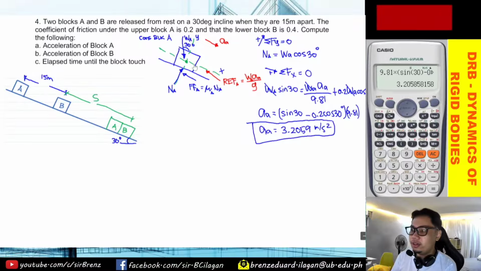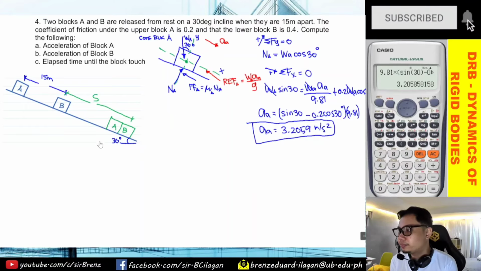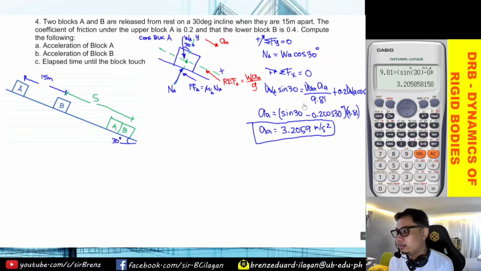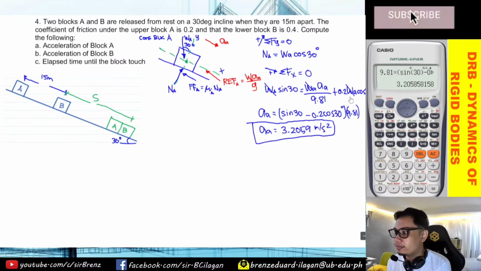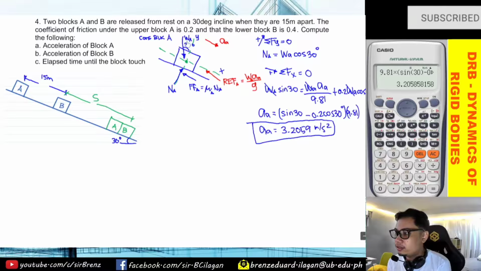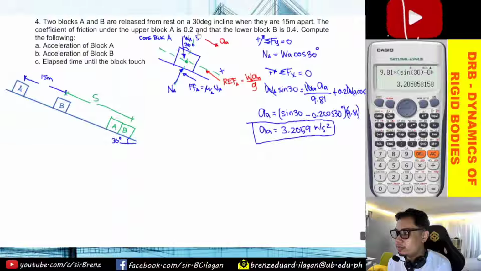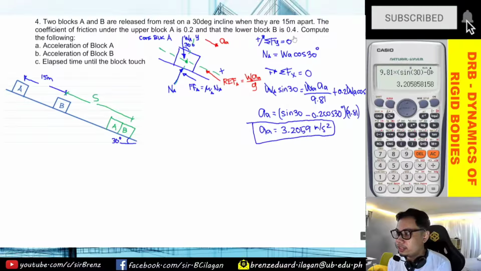Same figure, the only thing you'll change are the givens for block B. I won't redraw it; I'll just copy this, and the only thing I'll replace is the coefficient of friction. You can draw the figure yourselves. As I've said, same figure, the only difference is the coefficient of friction.